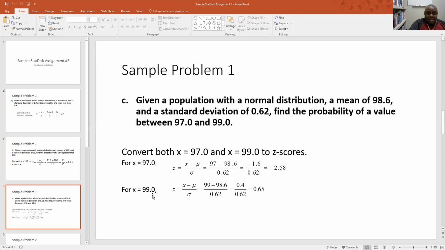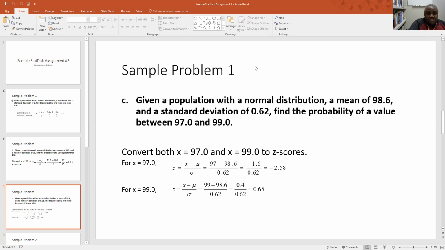And then for x equal 99, we still use z is equal to x minus mu divided by sigma. In this case, your x will be 99 minus the mu, which is 98.6. That's your mean. Sigma is your standard deviation, by the way, so that standard deviation is 0.62. 99 minus 98.6 will be 0.4. 0.4 divided by 0.62 to 2 decimal places will be 0.65.